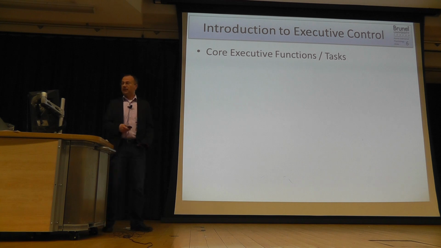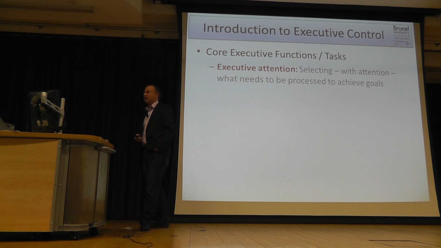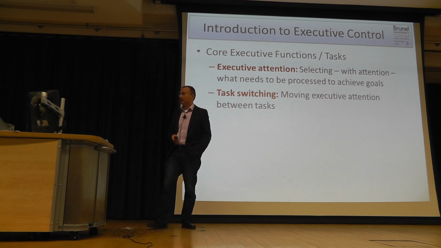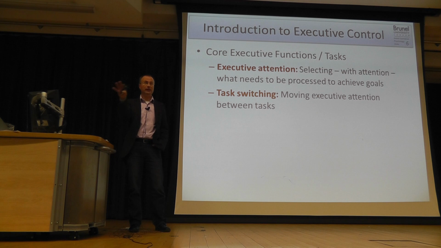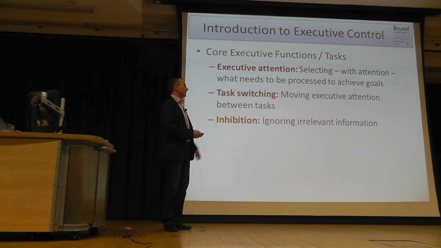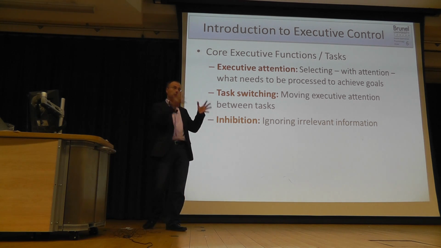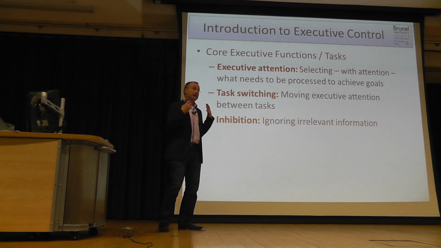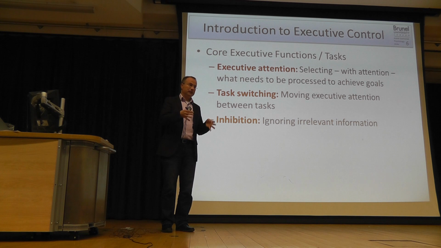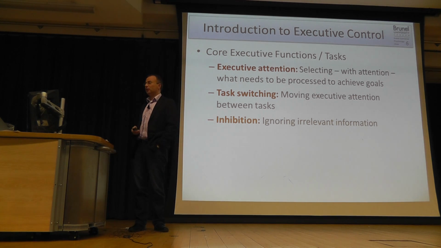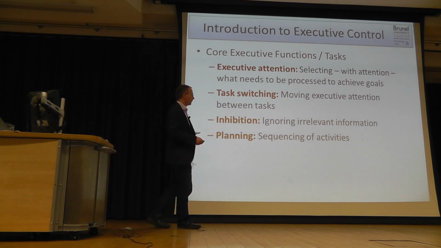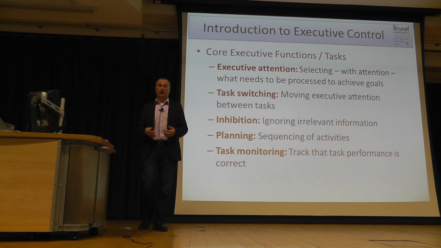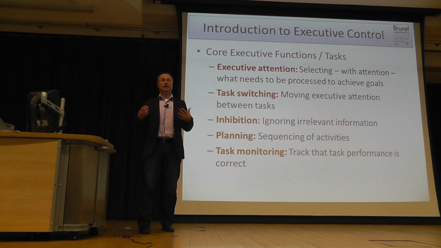So, a little bit to reiterate, the core executive functions or tasks are, for one, executive attention. So we select with our attention what we need to process to achieve our goals. It's task switching, moving executive attention between the tasks. That may involve inhibition. That means we have to ignore irrelevant information to be able to focus on one thing. So for instance, if you want to focus on studying for your exam and the TV is running in the background, then you have to inhibit the TV commentary in the background. The planning, as we said, the sequencing of activities, and the monitoring. Am I really on track? Am I about to make a mistake or an error?